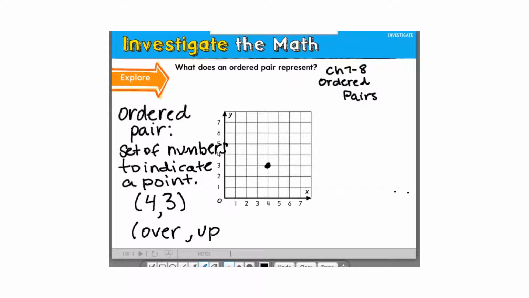No, you don't need to write that on the graph. I was just trying to show you. What's important is that you write the example of an ordered pair, which is 4, 3, and make sure you write the part that says over first and then up, because some people do it the opposite way. If I did up first and then over, I would end up at a different place on my grid, right? It's always over first and then up.